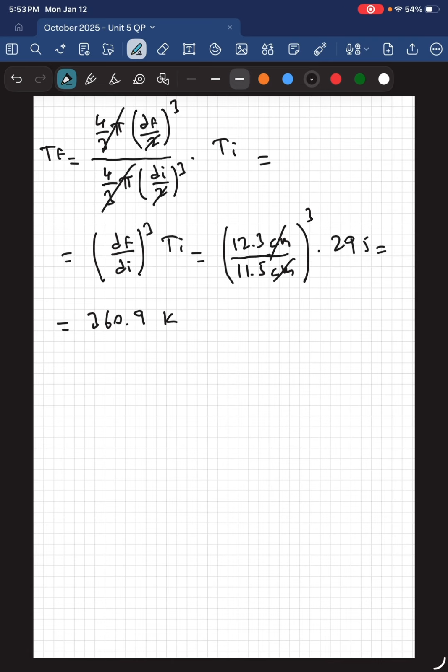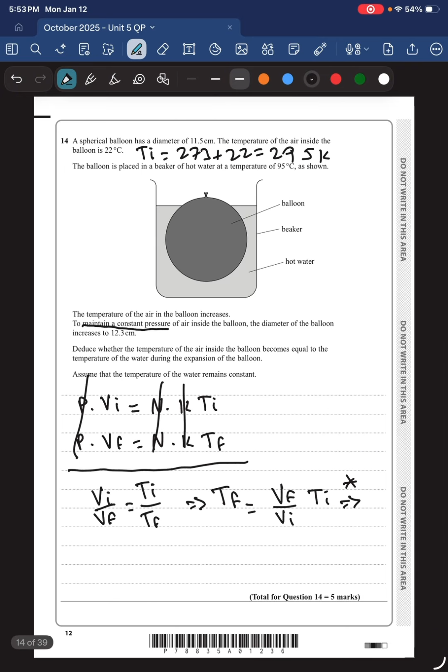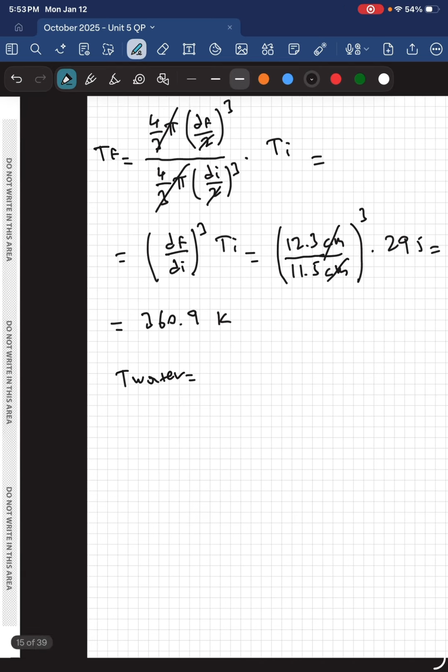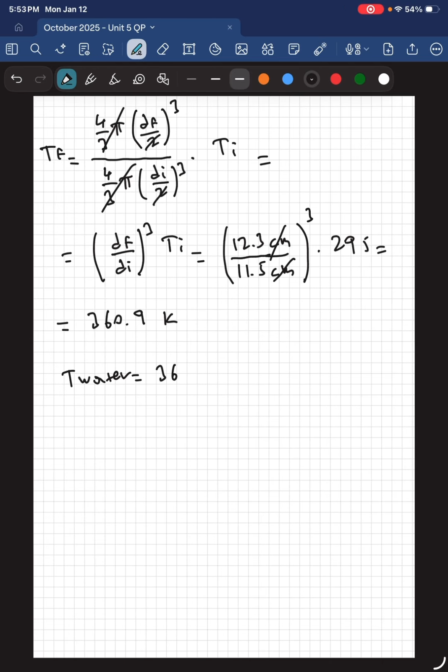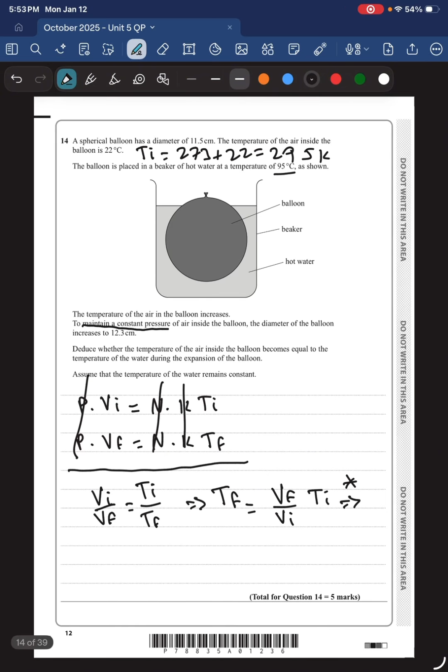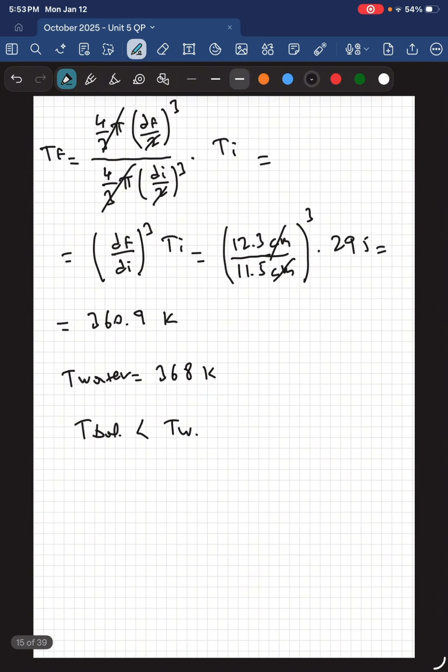So we find 360.9 kelvins. But the temperature of the water is, we are told, 95 degrees Celsius, so in kelvins that's 368 kelvins. So we see that the temperature of the balloon is less than the temperature of the water. The question is: deduce whether the temperature of the air inside the balloon becomes equal to the temperature of the water during the expansion of the balloon. So no, it doesn't.